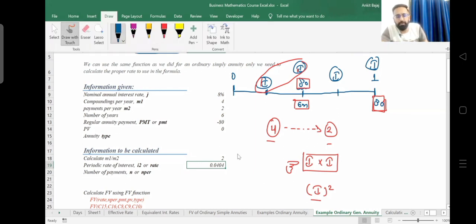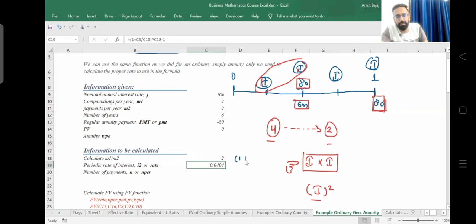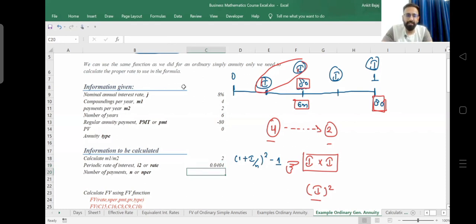I will write down the formula for your better understanding. Here the formula I have written is 1 plus interest divided by n, right? Then the power we have calculated, that is 2, minus 1. This formula I have used to find out the effective interest rate. Now, I want to calculate NPER for 6 years, right? Data is given for 6 years, and every year you will be making 2 payments, so it is going to be 12, right?